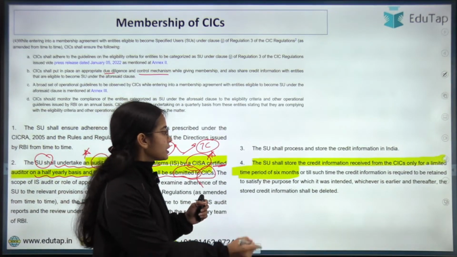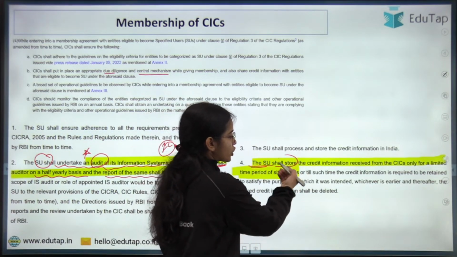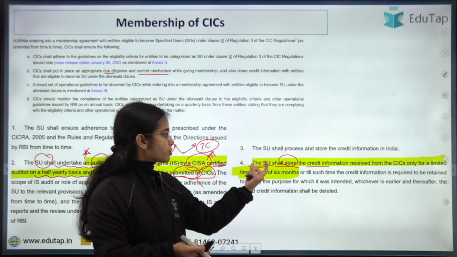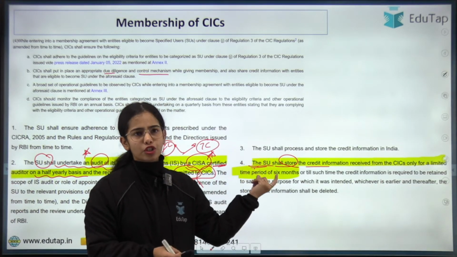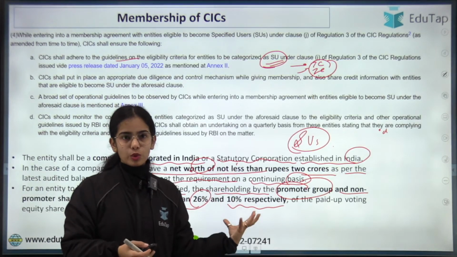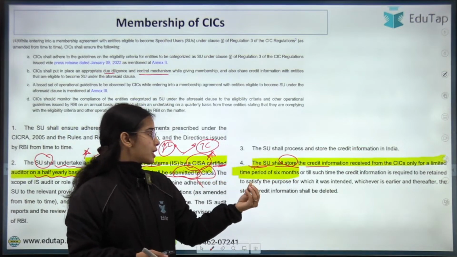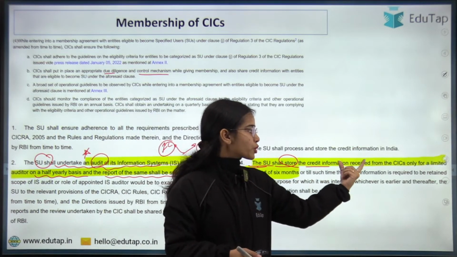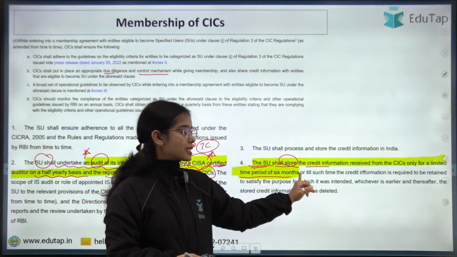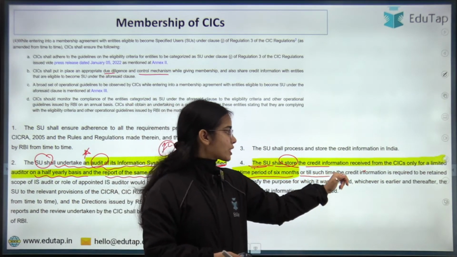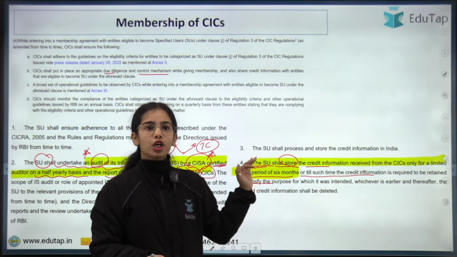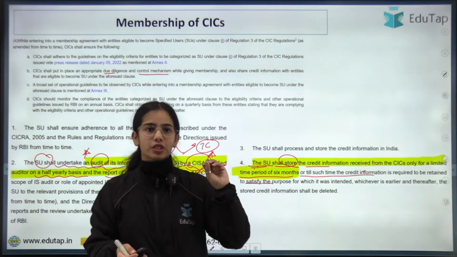Now the next is that the specialized user shall store the credit information received from the credit information companies. The specialized user, that is the telecom company or insurance company or any company that is allowed as per the rules and regulations, shall store the credit information received from the CICs only for a limited time period of 6 months or till such time the credit information is required to be retained to satisfy the purpose. Okay. So this is the criteria for the specialized user.